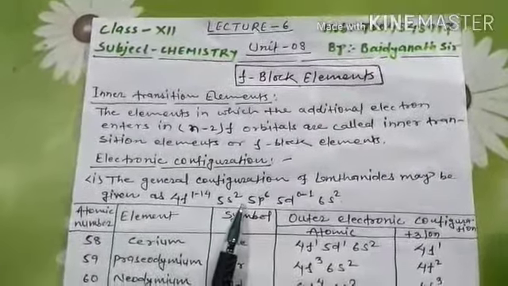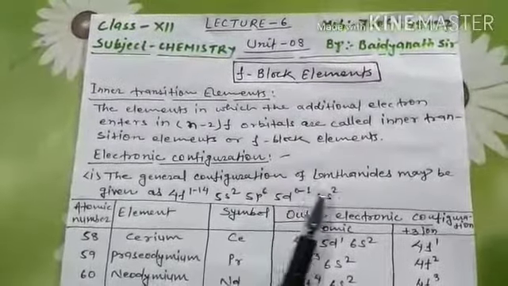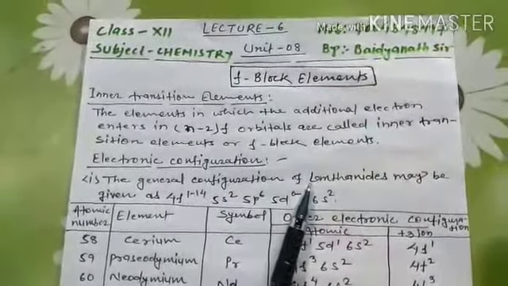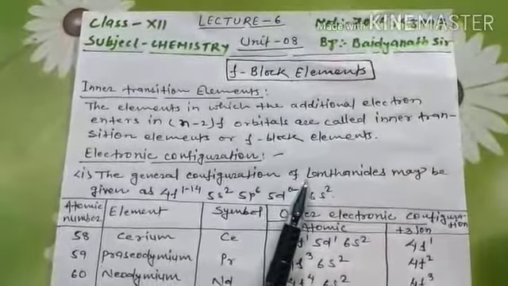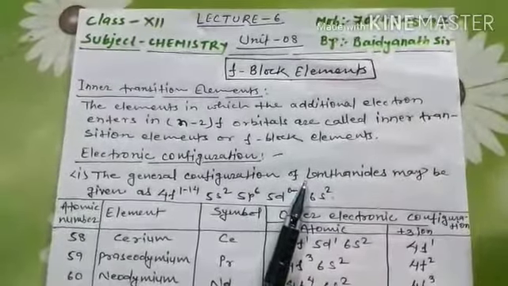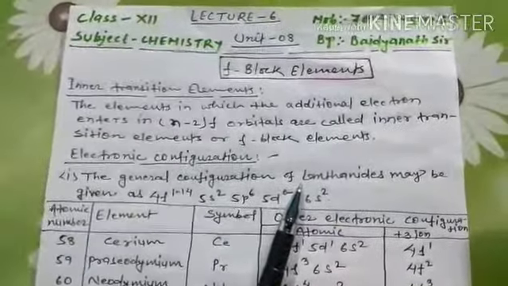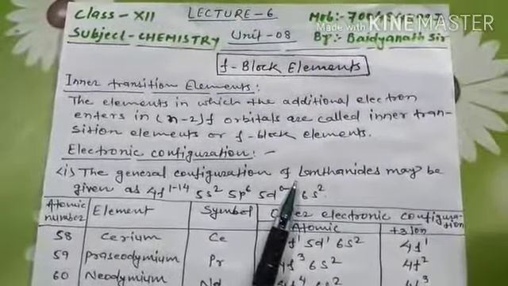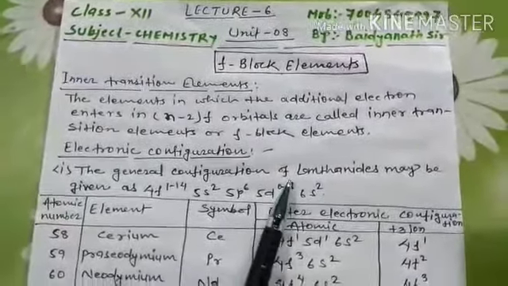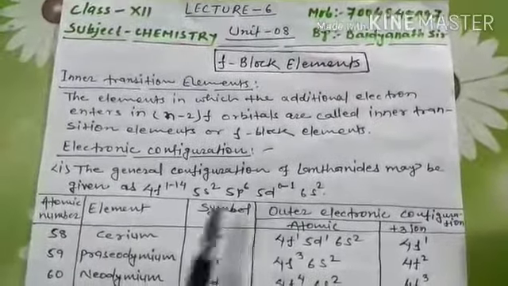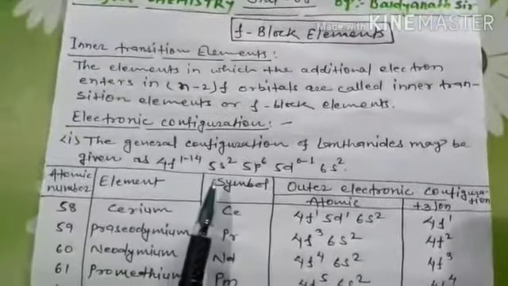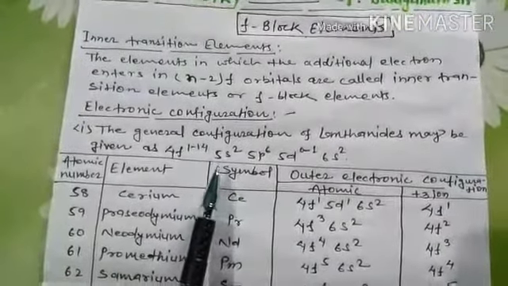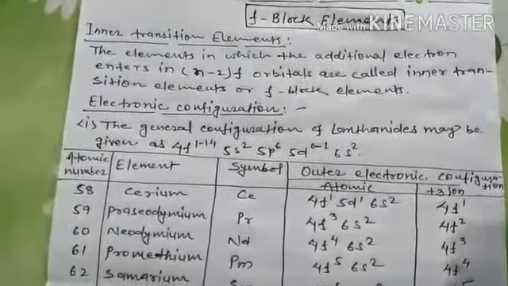F block elements are also called lanthanide series and 4f series because the last electron of F block element goes into 4f series, means 4f.